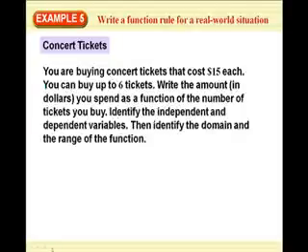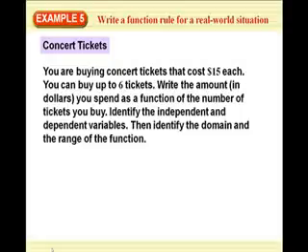So example number 5, concert tickets. It says you are buying concert tickets that cost $15 each. You can buy up to 6 tickets. Write the amount in dollars you spend as a function of the number of tickets you buy. Identify the independent and the dependent variables. Then identify the domain and the range of the function.